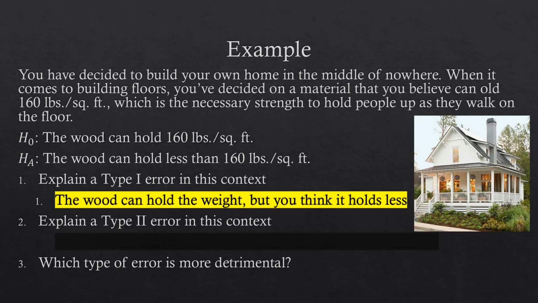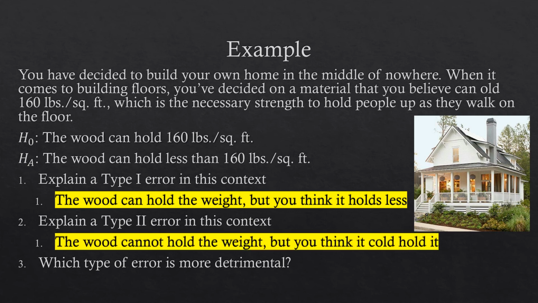Now on the other hand, a type 2 error in this context, this is where we should have rejected the null, but we failed to reject it. So in other words, the wood cannot hold the weight, but you think it could hold it, okay? So this means we think that the floor is nice and safe, but really it's not. So that could lead to some pretty bad bodily harm, of course. People could fall through the floor, all that stuff. So for the fourth one in a row, I'm going to say type 2 error is more detrimental.